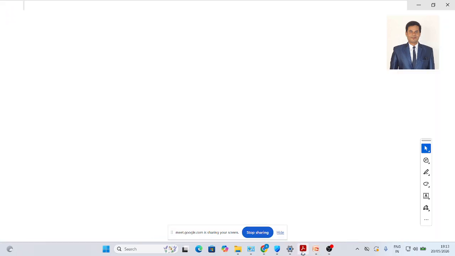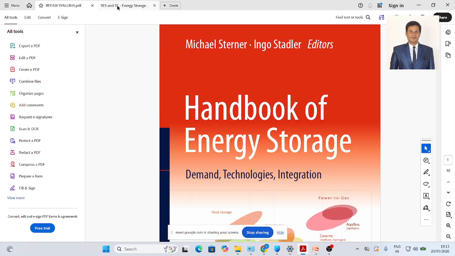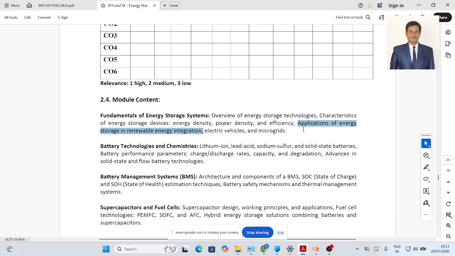We are going to discuss today the applications of energy storage in renewable energy integrations and also the characteristics of energy storage devices: energy density, power density and efficiency. In the last class we went through the overview of energy technologies, the battery technologies, and how we store energy in the form of ultracapacitors, supercapacitors, lithium or lead acid batteries, or fuel cells. So today we'll discuss the characteristics of energy storage.